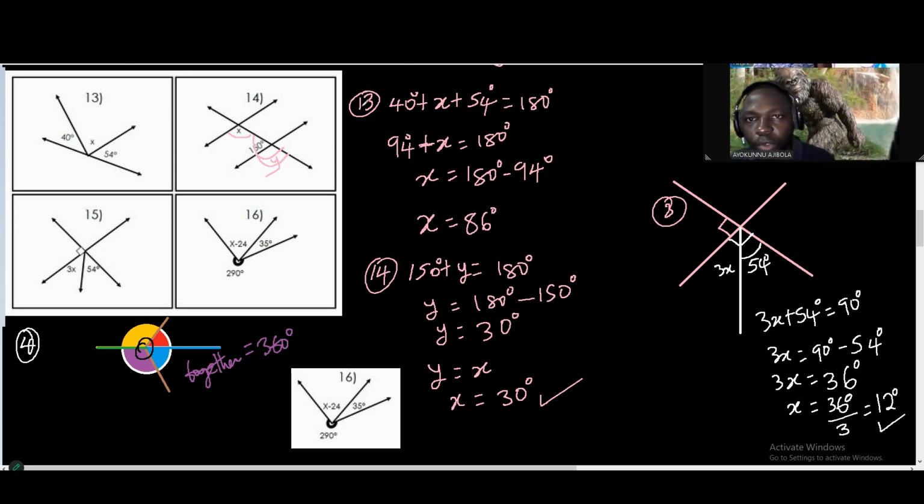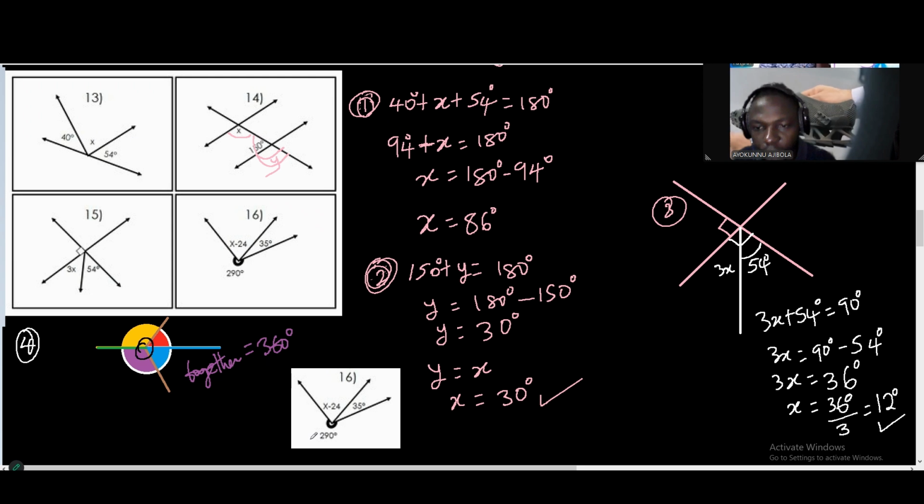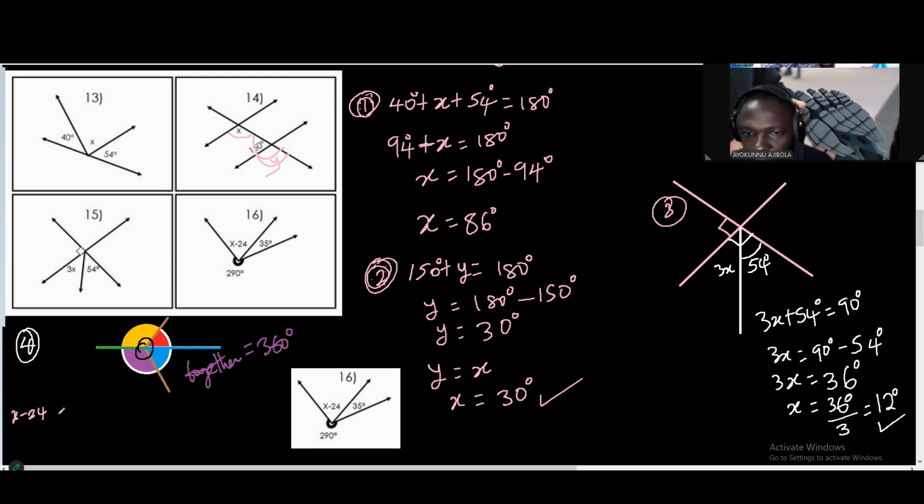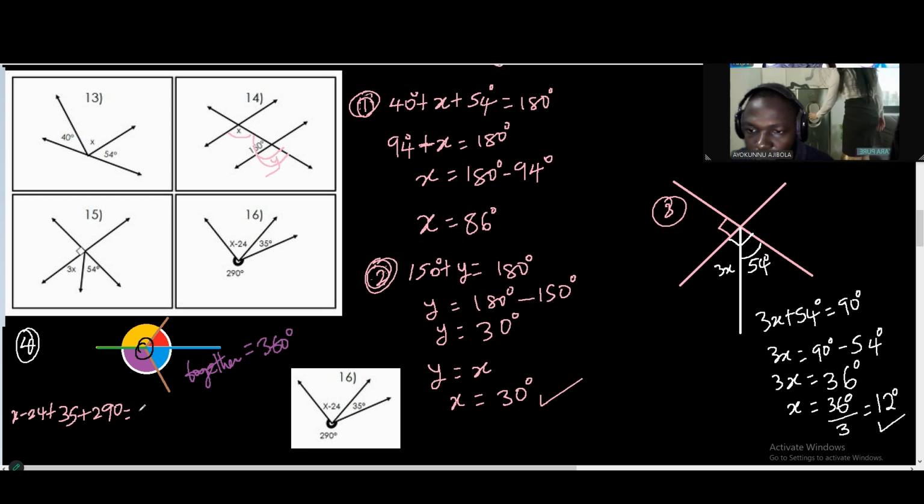Let me just call this number 1 and this number 2, mapped to 14 and 13. So I have this as number 1, number 2, number 3, and 4. For this fourth one, we need everything to add up to 360. So we're going to say x minus 24, that's the first angle, plus the second angle, plus the last angle should give us 360.